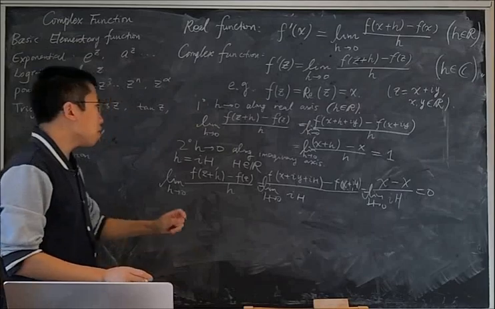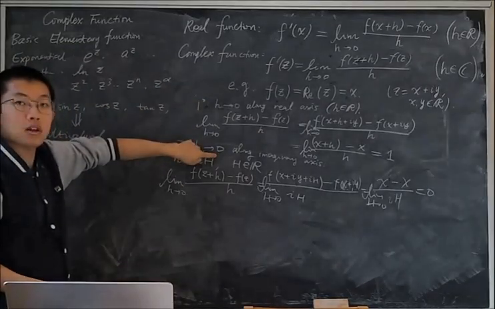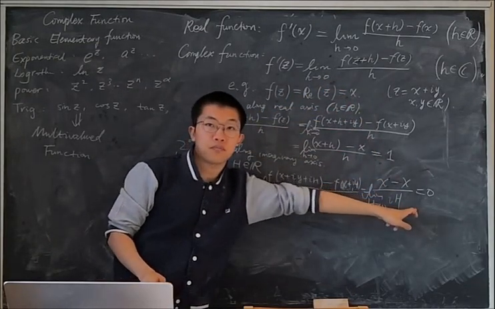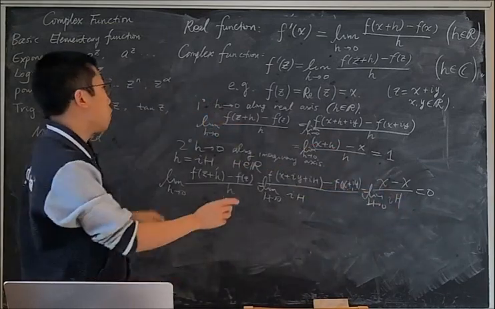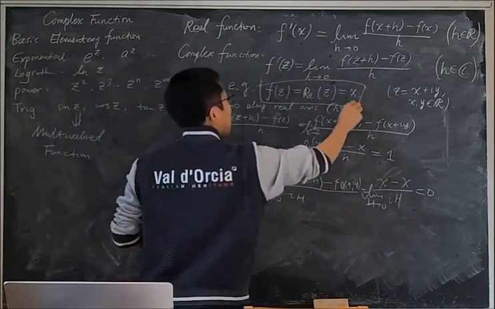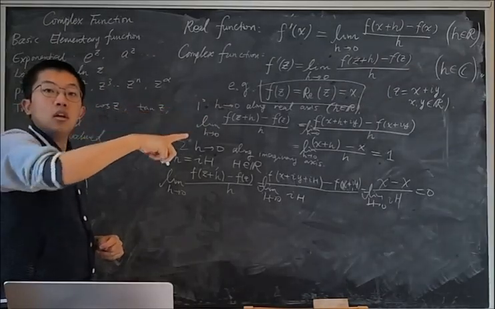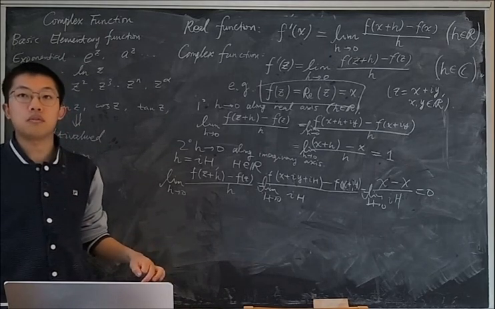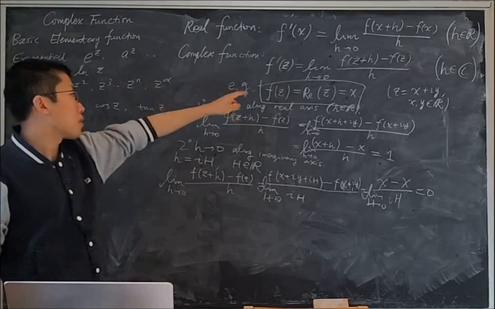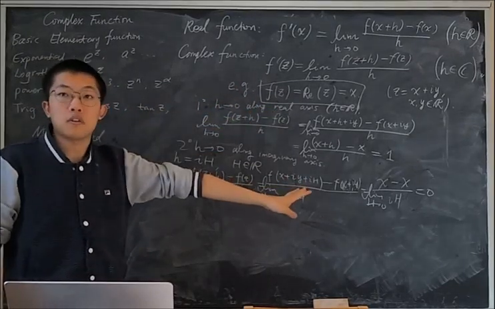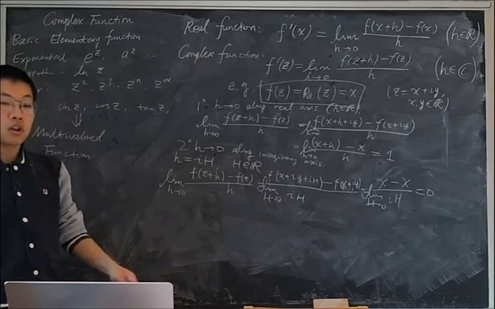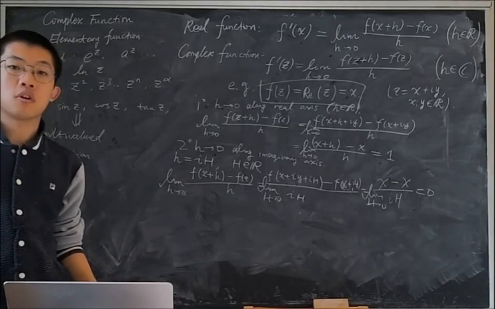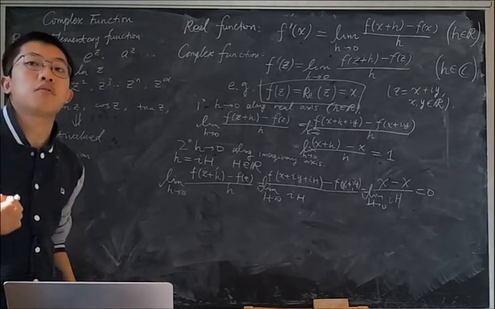That is to say, I have found two different ways such that when I evaluate this limit, it gives me two different values. That is to say, this function has no derivatives at all. If we talk about the real function f(x) equals x, obviously this function has a derivative and the derivative is just 1. But when we talk about complex functions, that's no longer the case. So we have to be very careful that the requirement of a complex function to have derivatives is much more strict than for real functions.